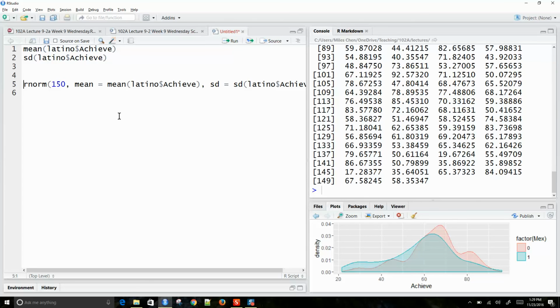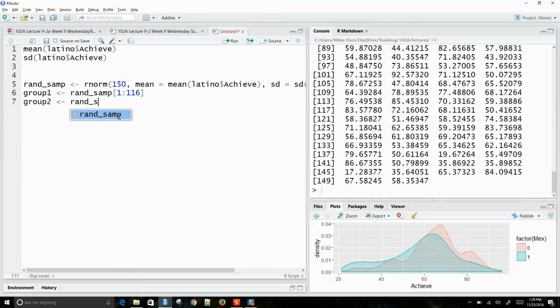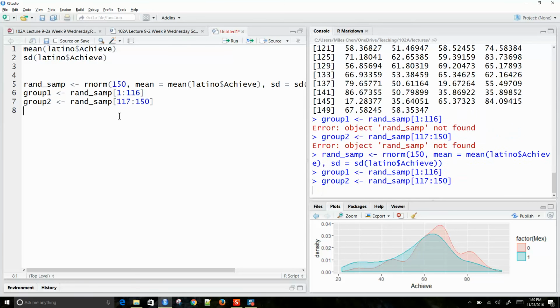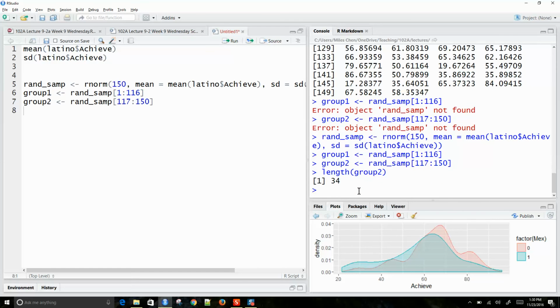And so I could just say my random sample will be this. And we can just say group one will be from our random sample the first 116, and group two will be from our random sample the remaining. So I'm pretty sure this is the length of group 2. There should be 34, right? Okay. So that's what we have.